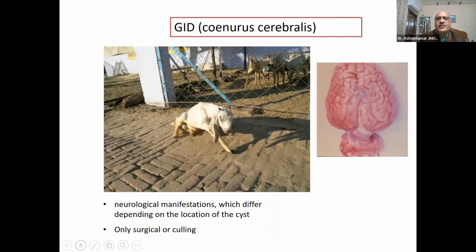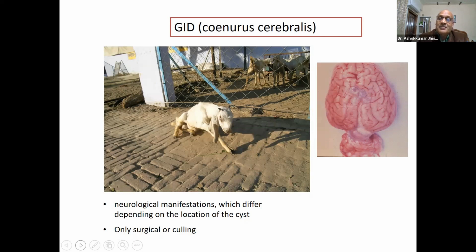Next it is Coenurus cerebralis. It is an intermediate stage of the taenia. It is the commonest problem in sheep and goats, when this cyst reaches the brain, occupies the brain, and causes a variable degree of damage in the brain, and variable neurological signs are observed by the farmers.